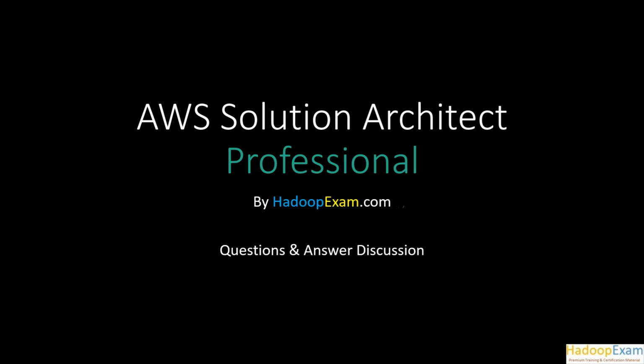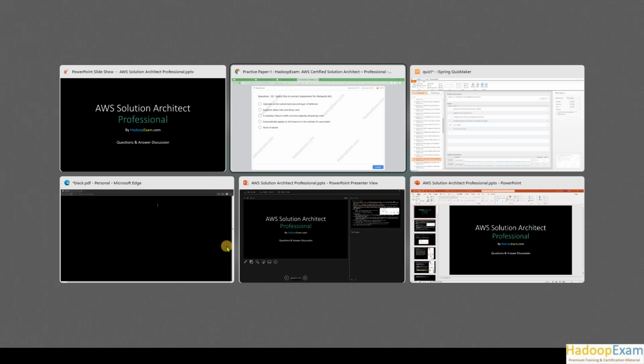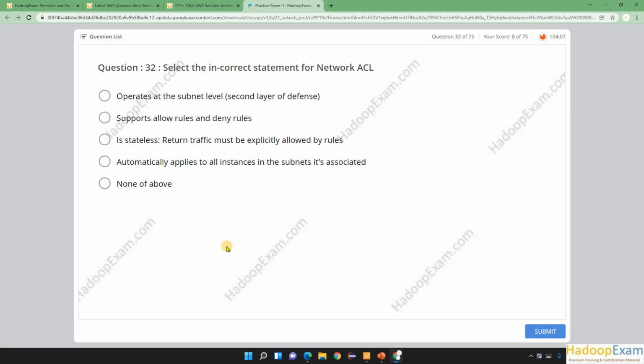In this session, I'm going to cover question number 32 from practice paper 1 for the AWS Solution Architect Professional Exam, which are provided by hadoopexam.com. So now let me directly jump to question number 32. Select the incorrect statement about network access control list.